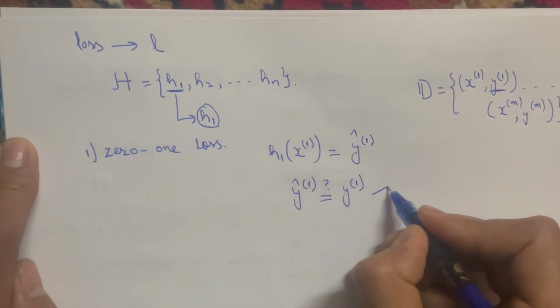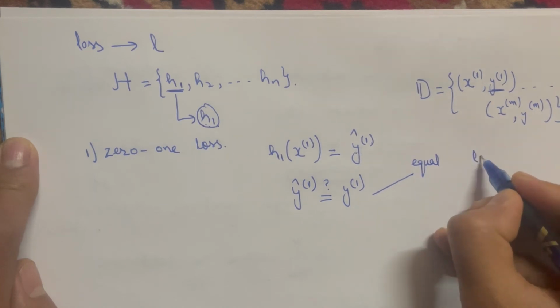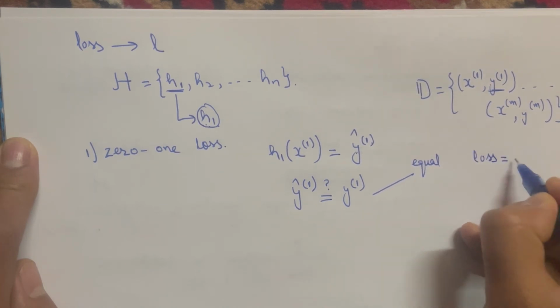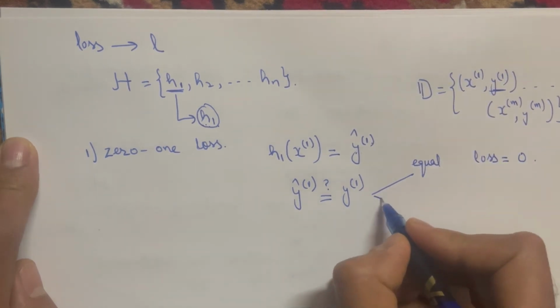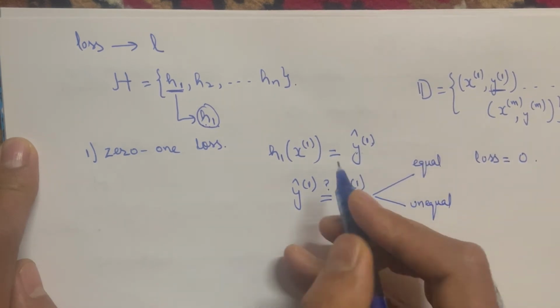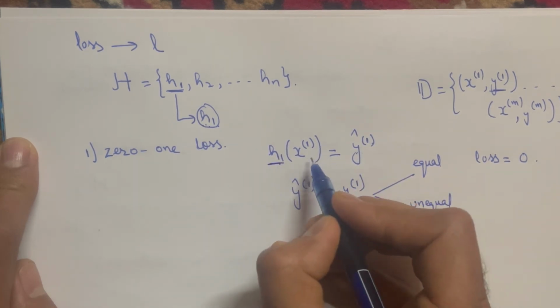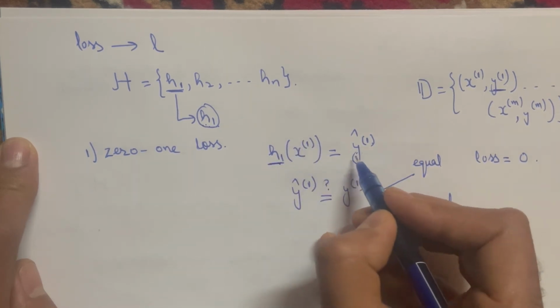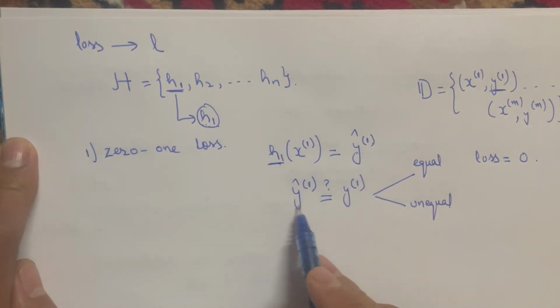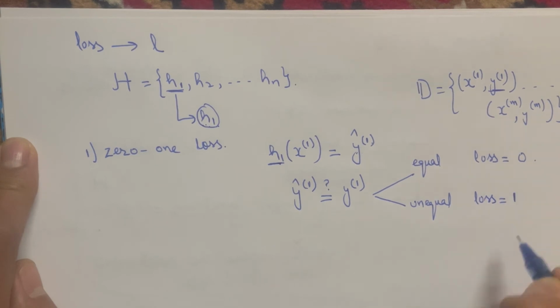If they are equal, then to the total loss we will add 0. However, if they are unequal, it means that they don't match. We want that they should always match. When we give this function an input, it should give the correct output. But if they are not matching, then we will say there is a loss equal to 1. So this is also called a 0-1 loss.